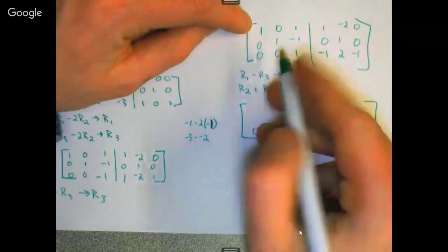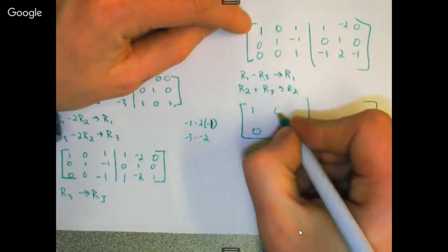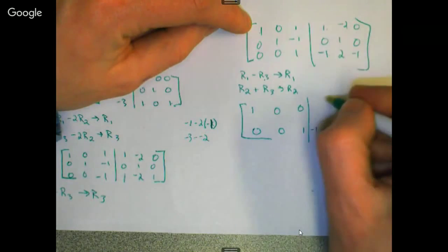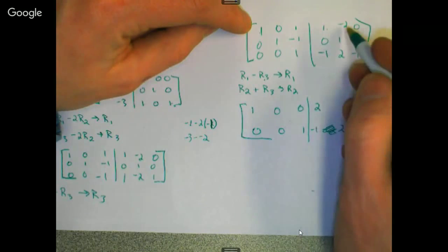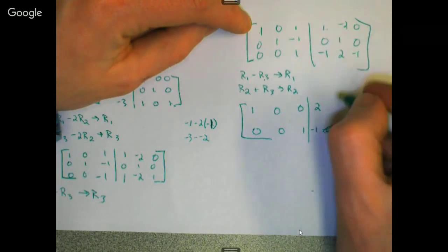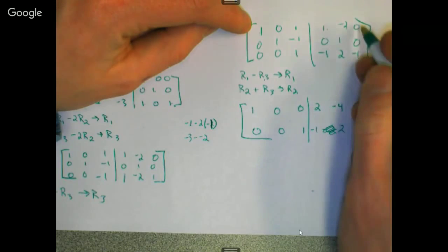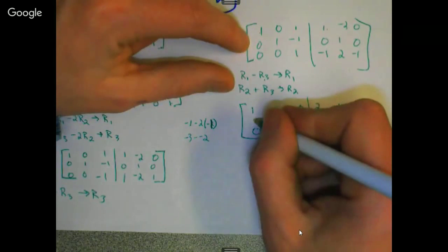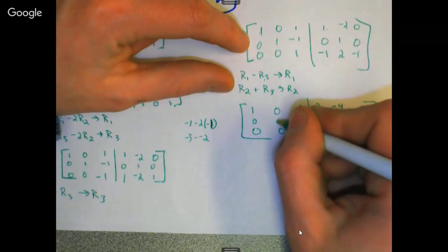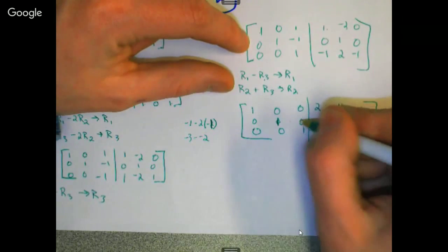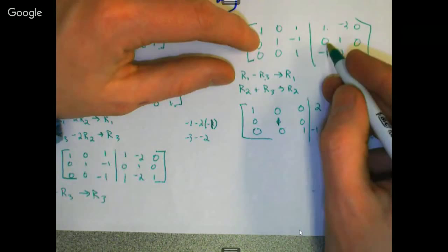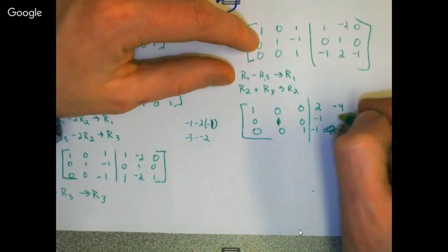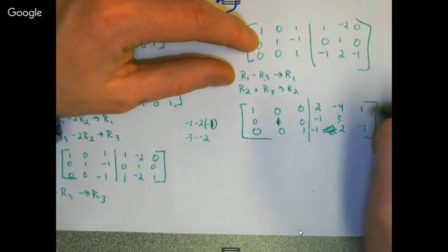So 1 minus 0 is 1, 0 minus 0 is 0, 1 minus 1 is 0, 1 minus negative 1 is 2, negative 2 minus 2 is negative 4, and 0 minus negative 1 is 1. So then here we get 0, 1, 0, we're just adding. So 0 plus negative 1 is minus 1. 1 plus 2 is 3, and 0 plus negative 1 is negative 1.